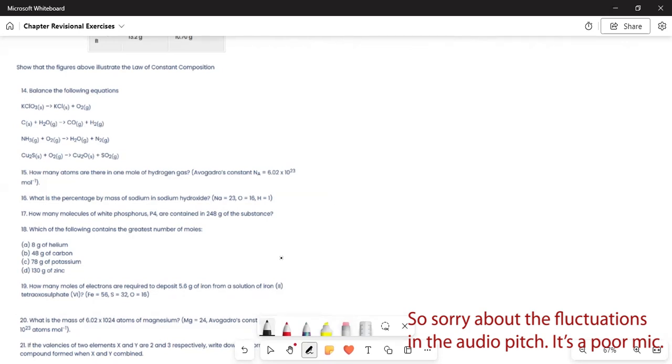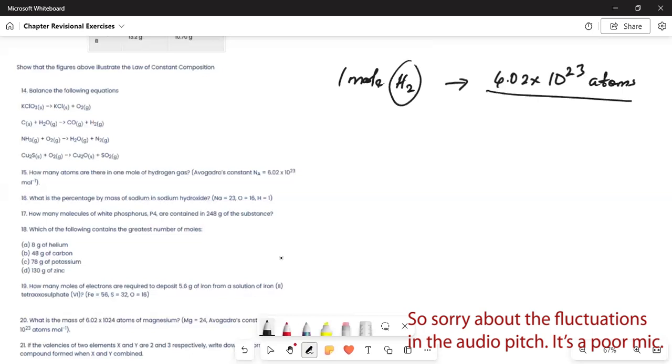Question 15 is how many atoms are there in 1 mole of hydrogen gas? 1 mole of any substance, in this case hydrogen gas, contains 6.02 times 10 to the power 23 particles according to Avogadro's constant. 1 mole of any substance has this number of elementary entities. In the case of a mole of hydrogen, hydrogen is an element, so the elementary entity of it should be atoms. So the number of atoms in 1 mole of hydrogen is 6.02 times 10 to the power 23 atoms.